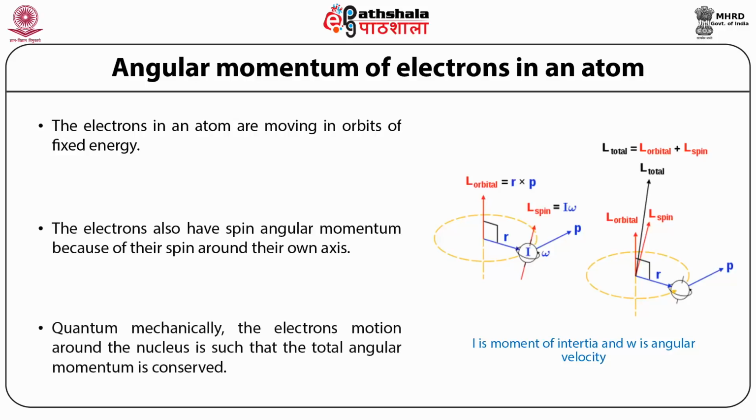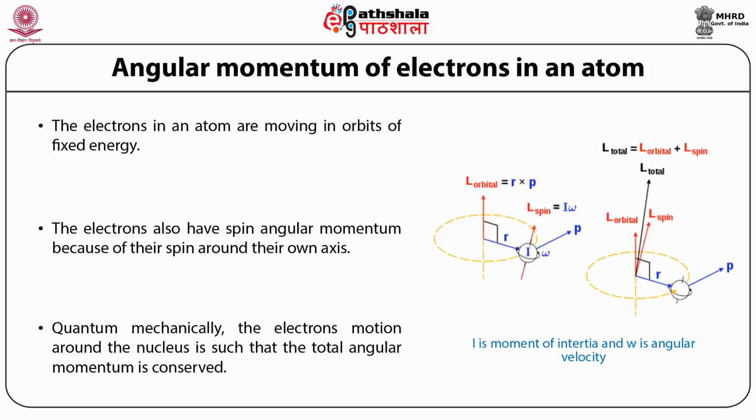Quantum mechanically, the electronic motion around the nucleus is such that the total angular momentum is conserved. So if I is the moment of inertia, which is shown here, and omega is angular velocity, then once you have the spin and the orbital angular momentum, there is a total angular momentum which is the vector sum of the two, has an axis passing through the center, which happens to be the nucleus in this example.